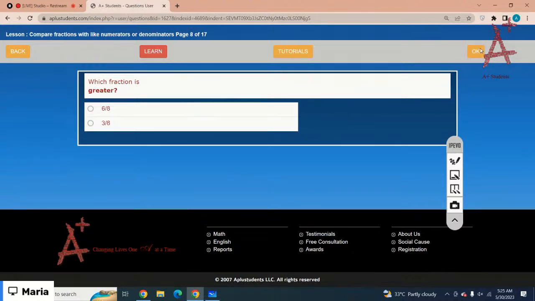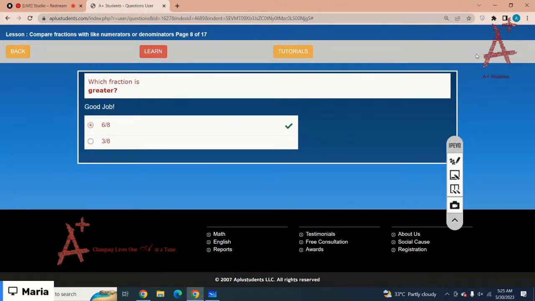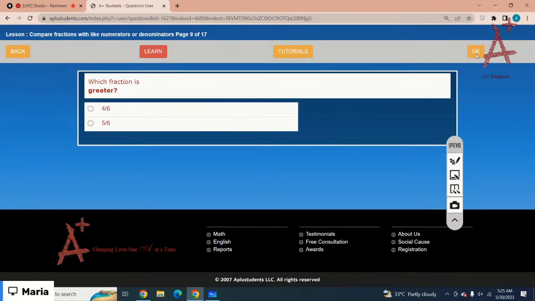Okay, which fraction is greater? 6 by 8 or 3 by 8, which is greater? Yes, 6 over 8 is greater than 3 over 8. Very good. Okay, which fraction is greater? 4 by 6, 5 by 6. 5 by 6 is greater. Got it?